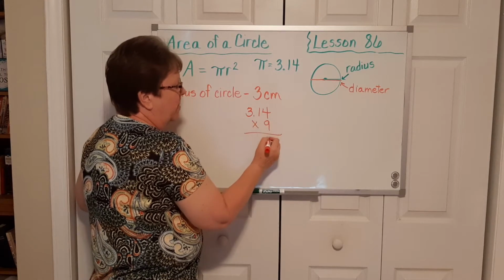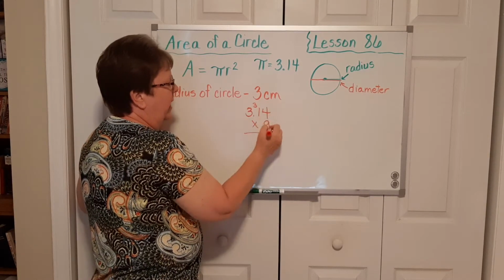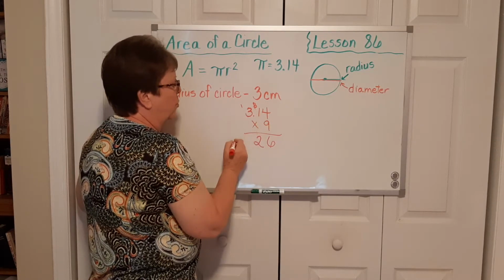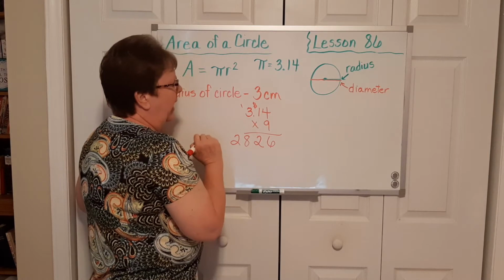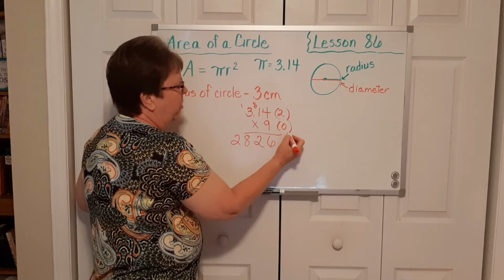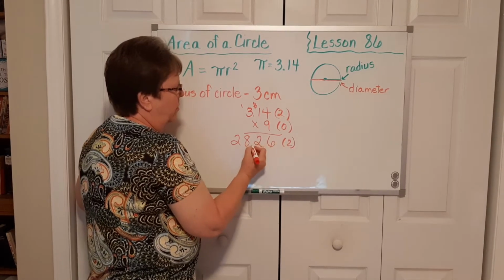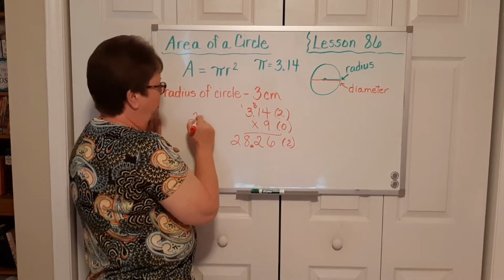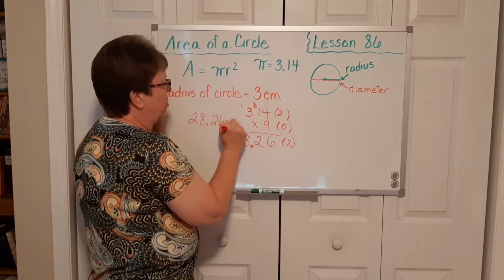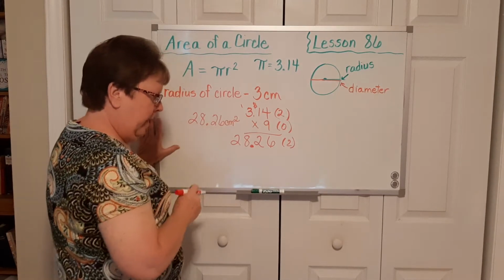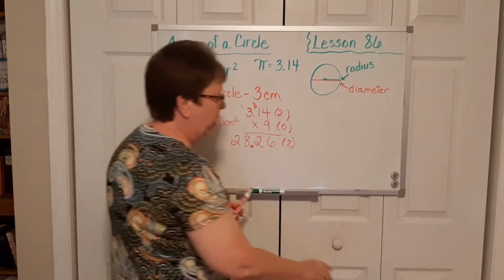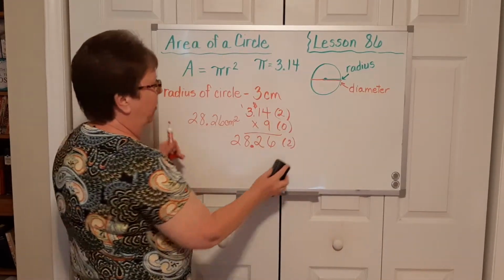4 times 9, 36, carry the 3. 9 times 1 is 9, plus 3 is 12, carry the 1. 3 times 9 is 27, plus 1 is 28. And remember, you've got decimals: two decimal places here, none here, for a total of 2. So here would be your answer, 28.26 centimeters squared. That's when you find your area, you've got to write it squared.